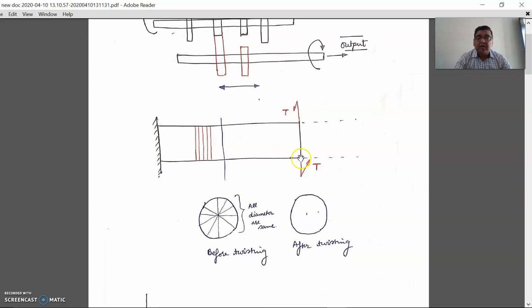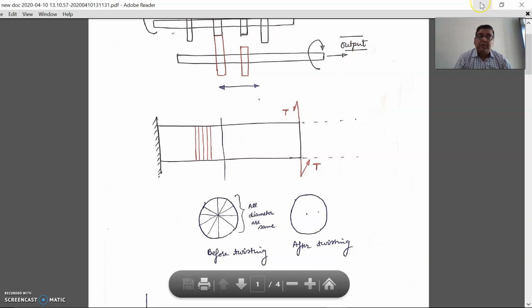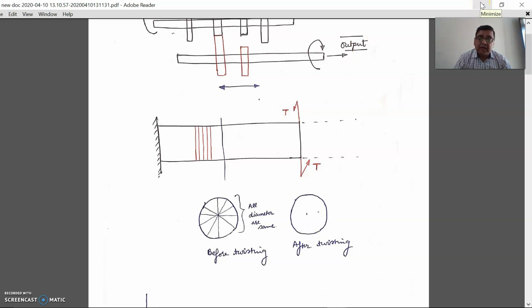Now if you can see, this is the shaft, fixed from one end, but on the other side, with the red colored drawing, I tried to show that I am applying torque to it. So in this case the entire shaft is twisted. It is fixed from one end, but from the other end I am applying torque to it. There are certain assumptions that we have to follow if we are doing the analysis for pure torsion.